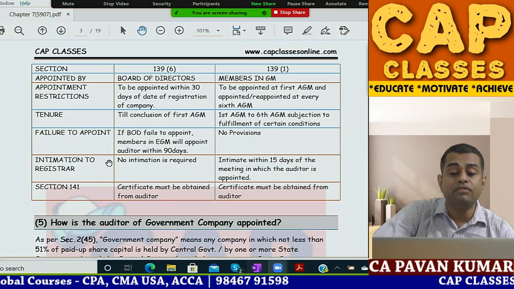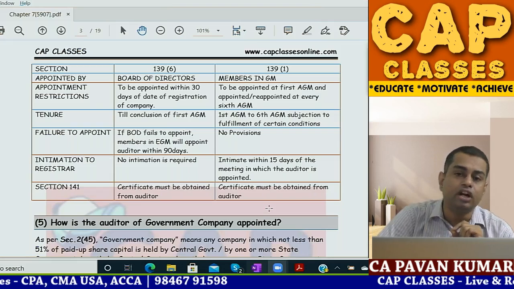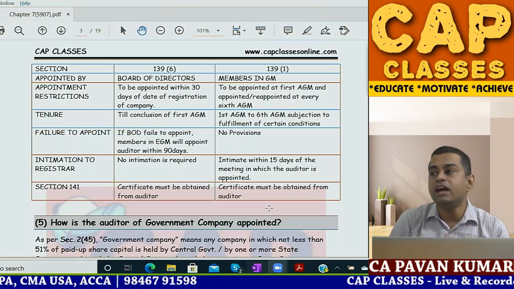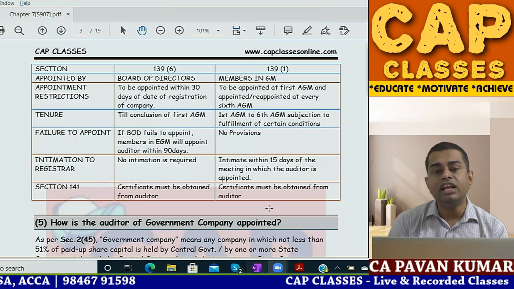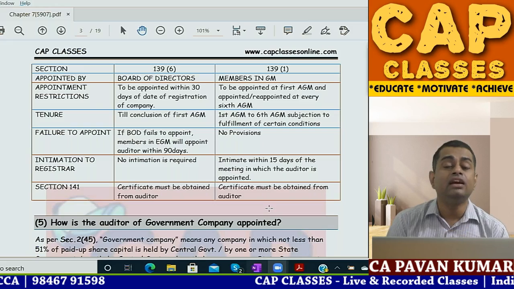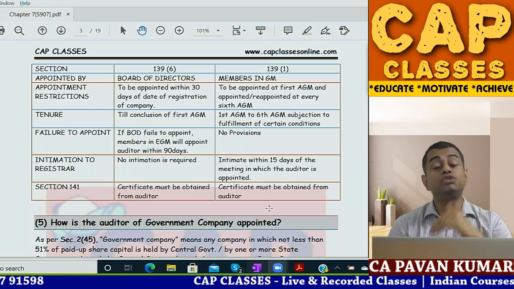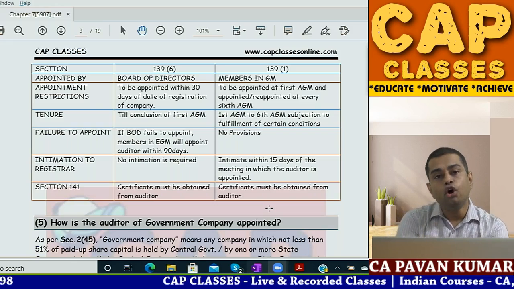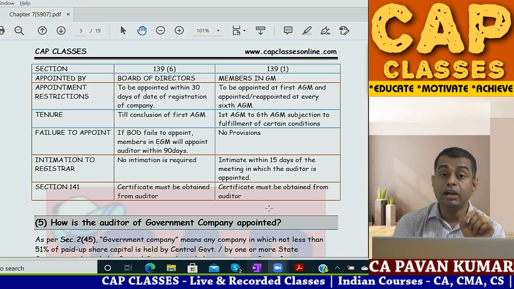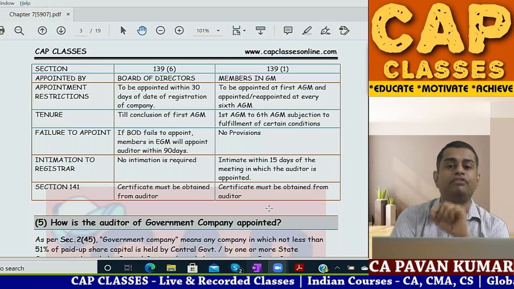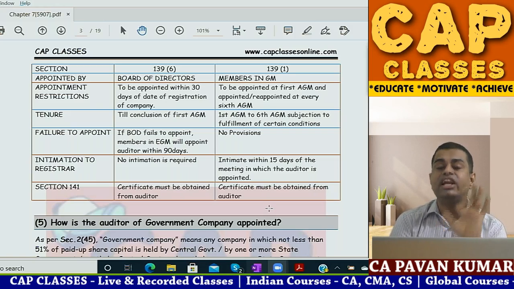Okay, and then section 141. Certificate must be obtained. What is the certificate of section 141? See, you are thinking of appointing Pavan Kumar as your company auditor. But how would you know whether he has any of the disqualifications, whether he has any court cases, whether he has any disciplinary committee proceedings, or whether he has 20 audits or more? How would you know? You do not know. So, before appointing a firm or a person as your company auditor, you will ask for a written certificate from him.